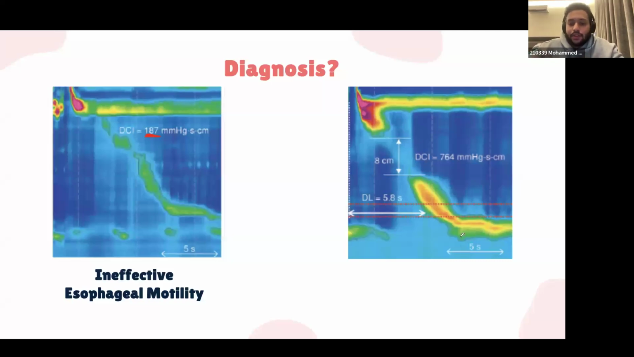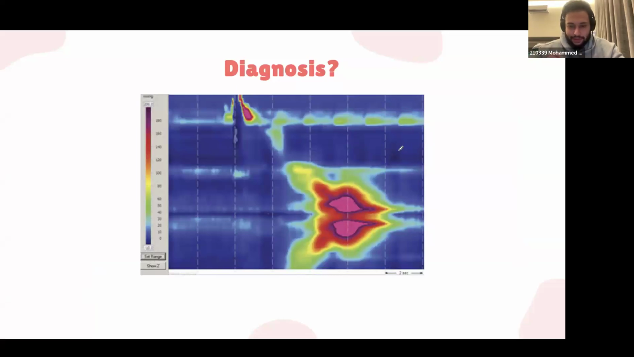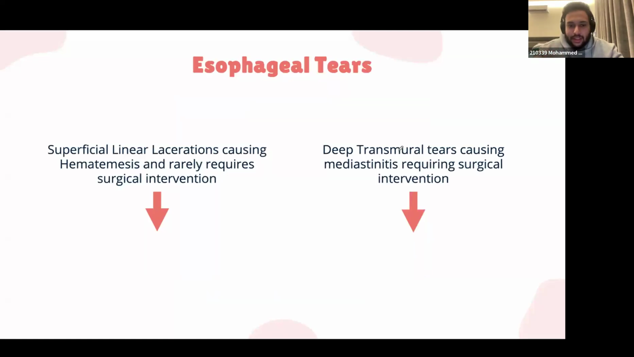This patient over here has normal peristalsis, except this. It's fragmented. Okay. This is fragmented peristalsis. How about this patient? Butterfly effect because of coiling of the endoscope. Okay, that's it.